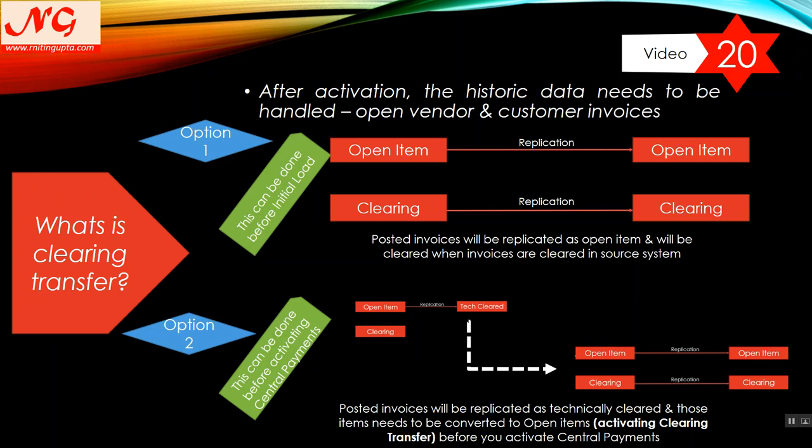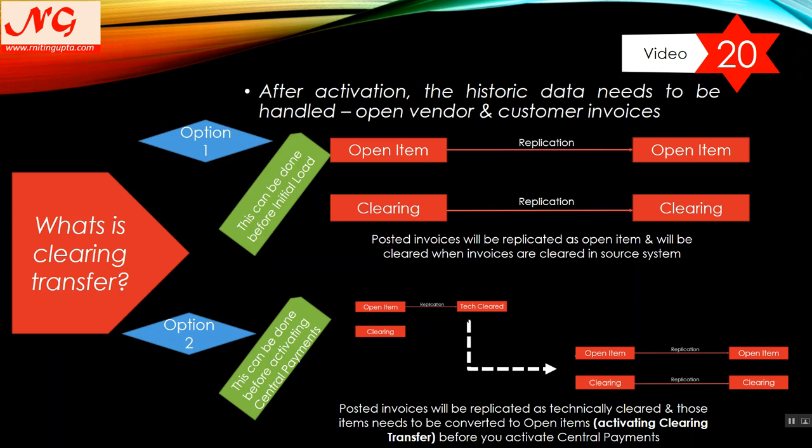open items in ECC will be replicated as open items in S/4, and when the clearing happens in ECC, the clearing will get replicated to S/4. So here it's very simple, like a non-central payment scenario. A normal AP invoice is posted in ECC and replicated, and then during the course of time, after payment from ECC, the invoice clearing happens and the clearing is also replicated. So this can be done before the initial load.